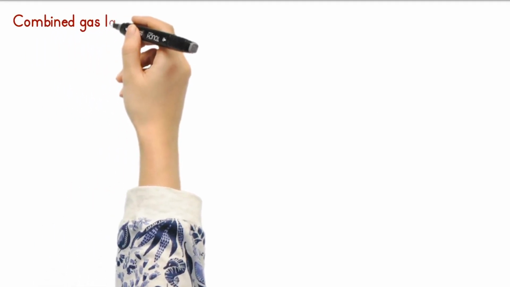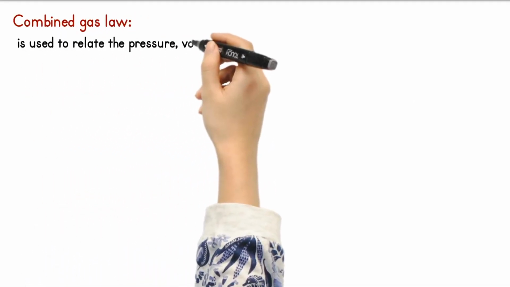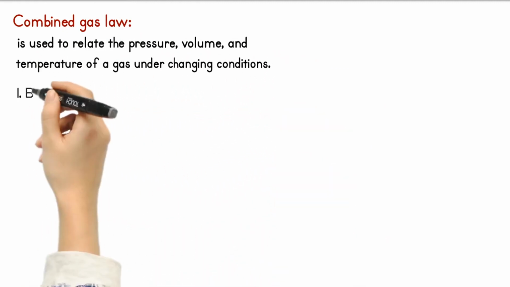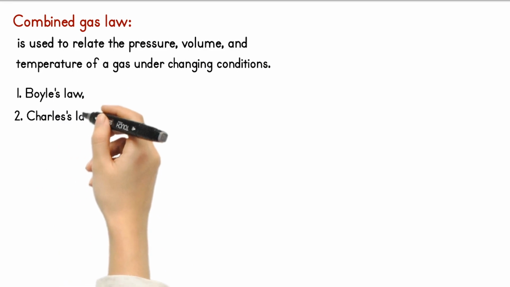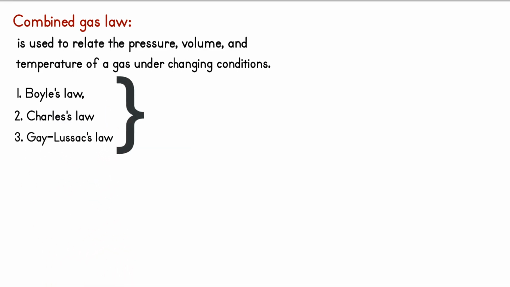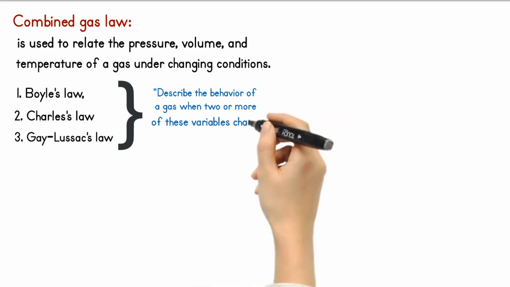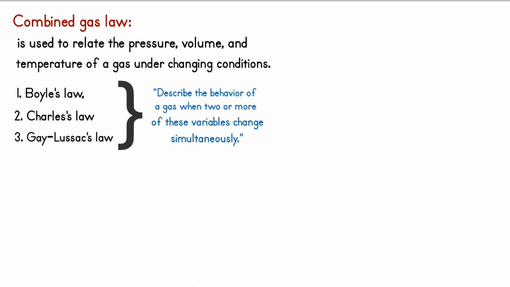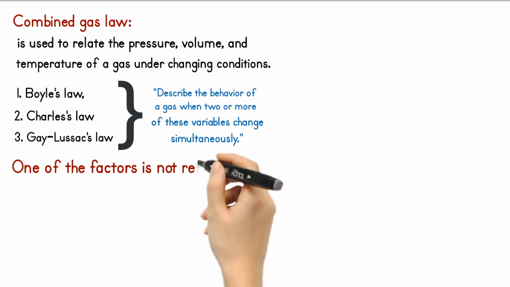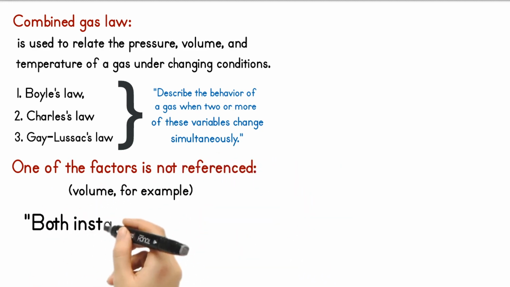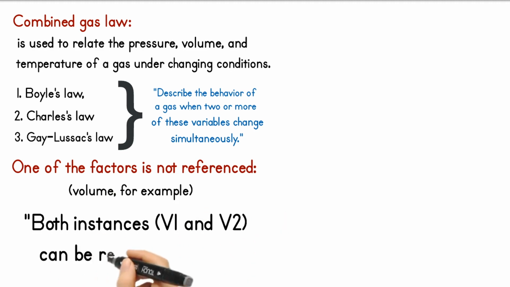The combined gas law is used to relate the pressure, volume, and temperature of a gas under changing conditions. It combines Boyle's law, Charles's law, and Gay-Lussac's law into one equation to describe the behavior of a gas when two or more of these variables change simultaneously. If any of the factors, volume for example, is not referenced in the equation at all, both instances, V1 and V2, can be replaced with a 1.